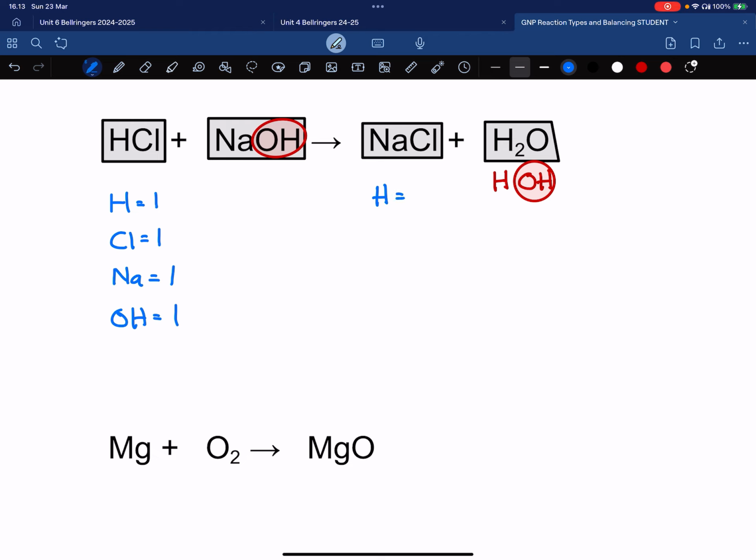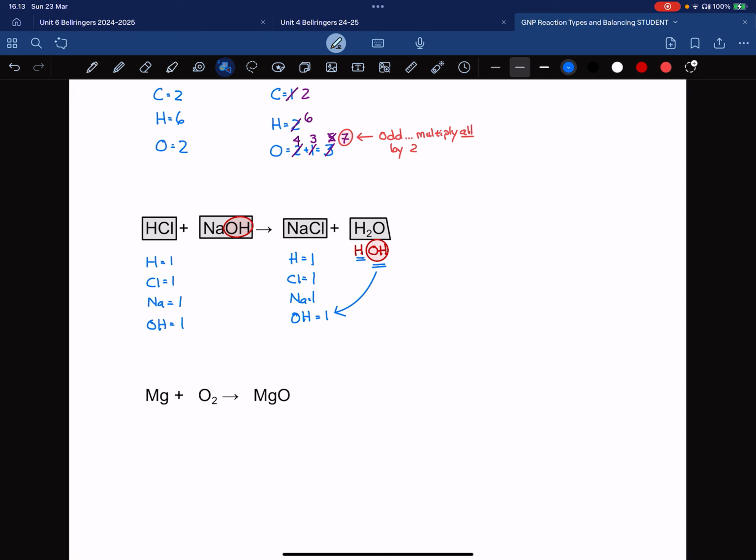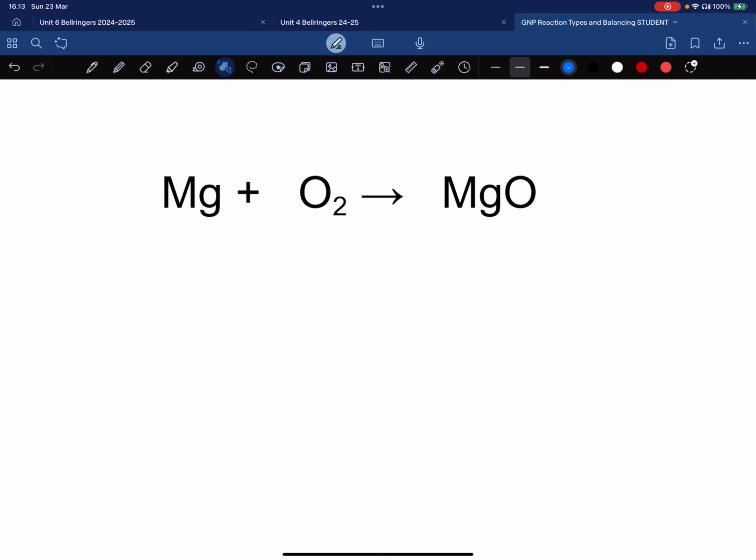Hydrogen in this case is just that one, okay? So that's 1. Chlorine is 1. Sodium is 1. And hydroxide is 1. Well, look at that. It's already balanced. Don't need to worry about it. Final one.